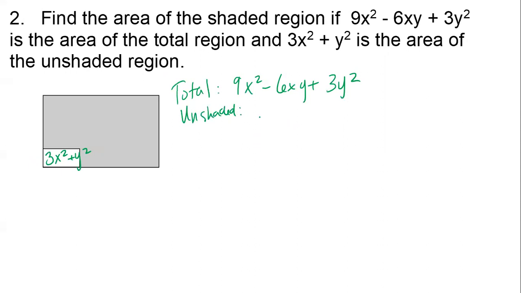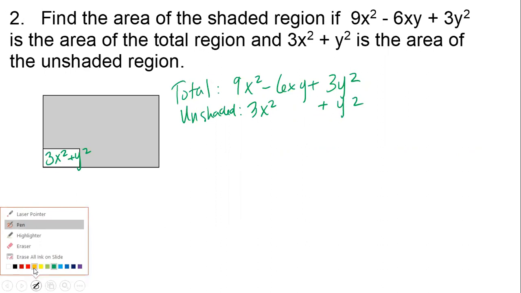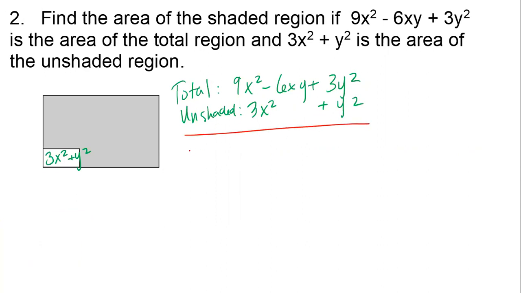My unshaded is 3x squared plus y squared. And I'm looking for the shaded. What operation needs to take place? Not even division. Subtraction. I need to take away. So if I know the whole thing, the entire rectangle is the total, and I know a little piece of it, I want to know what is the majority of it. So I'm subtracting.